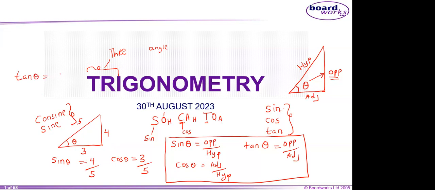What will be our tan? Tan is 4. No, it's 4 out of 3. 4 out of 3.